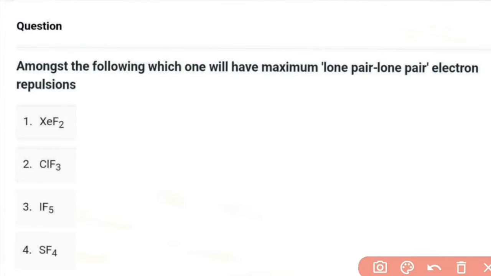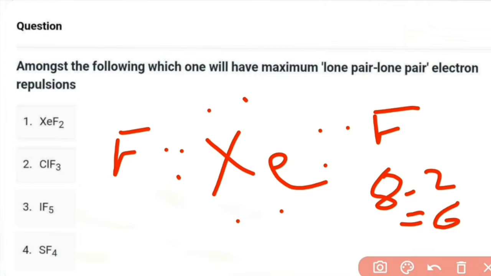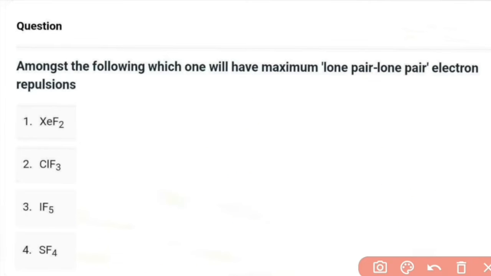will have the maximum lone pair repulsion. So we'll go with XeF2. We know this xenon has 8 electrons in its valence shell, out of which it is utilizing only two electrons for formation of bonds with the 2 fluorines. So 8 minus 2, that means there are still 6 electrons which are non-bonding and in the valence shell. These electrons will make pairs, so collectively we will have 3 lone pairs. So what we got, XeF2 has 3 lone pairs.